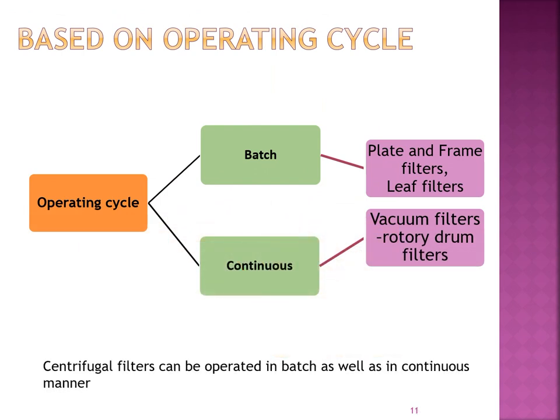Based on the operating cycle, filtration can also be classified as batch filtration and continuous filtration. Batch filtration examples include plate and frame filters and leaf filters, and continuous filtration operations include vacuum filters and rotary drum filters.